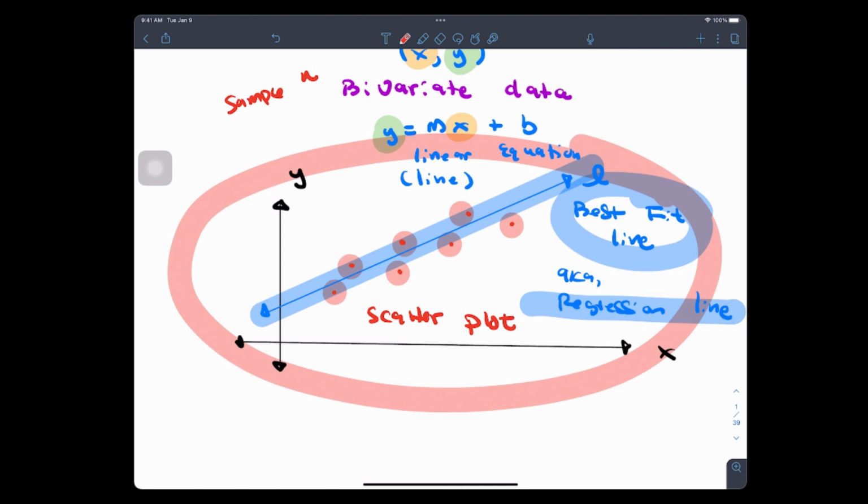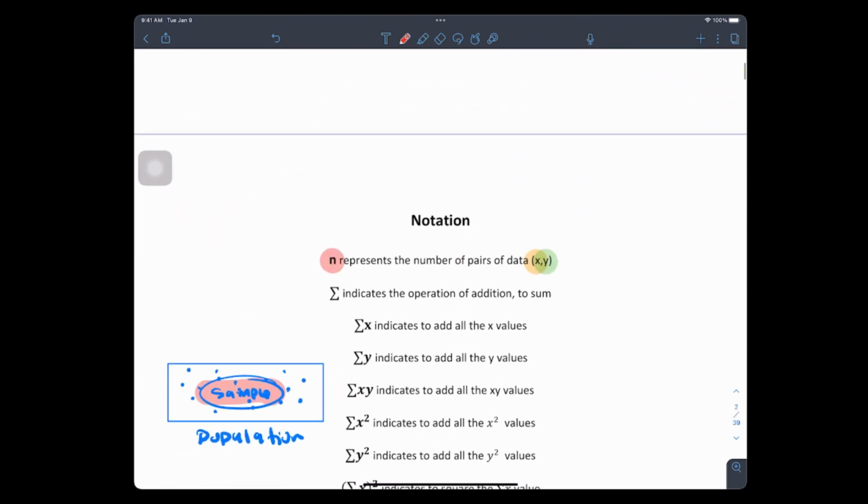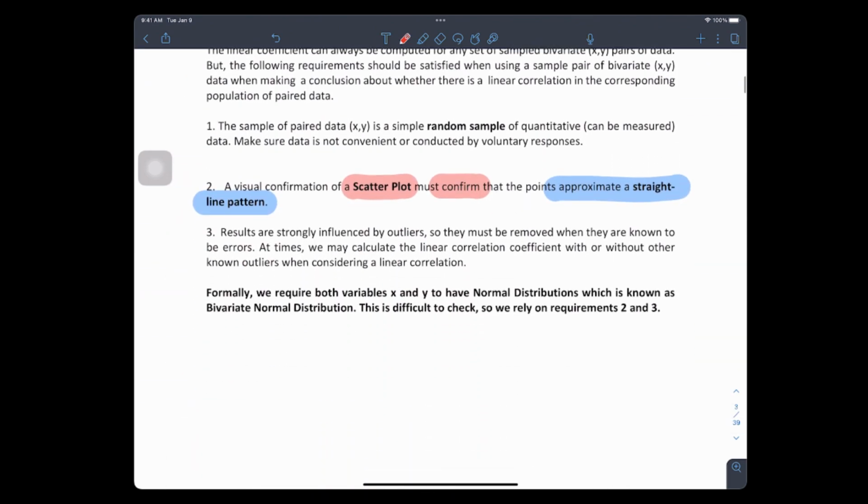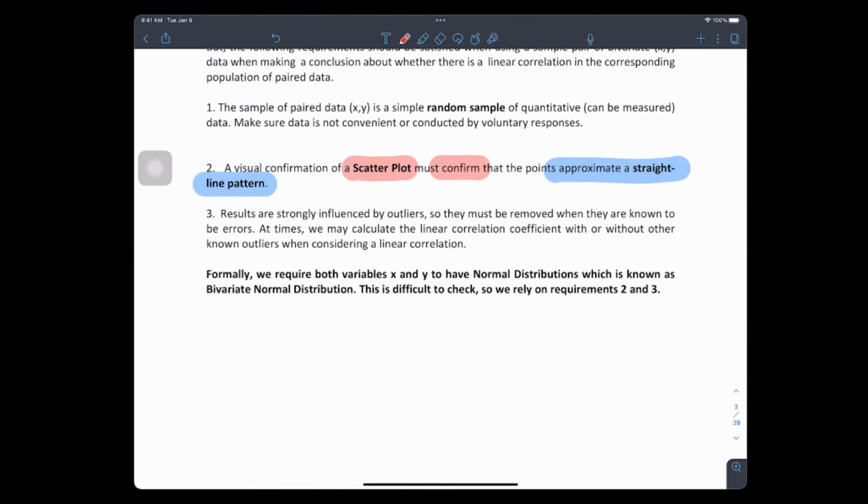Does that make any sense? You can't be predictive if your data is random. All right. That's what they're saying in number 2. You do a visual approximation to see if it is a line. Hopefully it is. If it is, then you proceed. The results are strongly influenced by outliers.